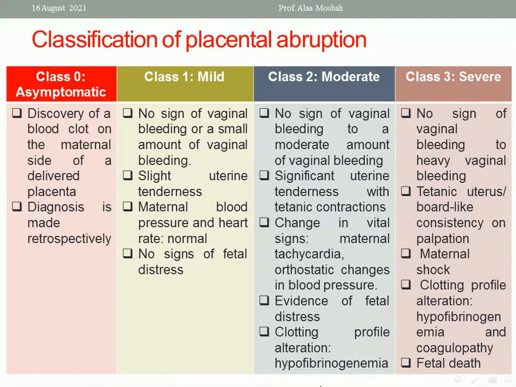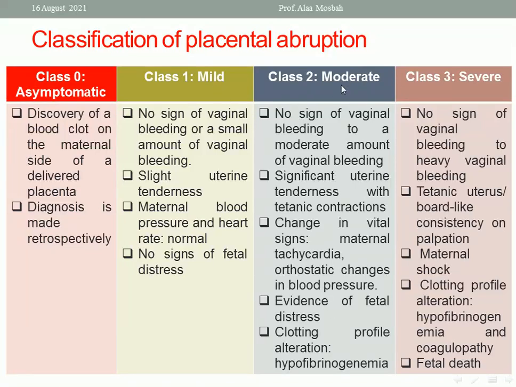Class 1, mild type. No signs of vaginal bleeding or a small amount of vaginal bleeding. Slight uterine tenderness. Maternal blood pressure and heart rate are normal. No signs of fetal distress. So no problem as regards the mild type, class 1.